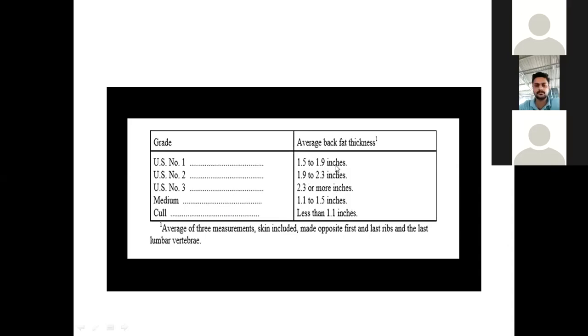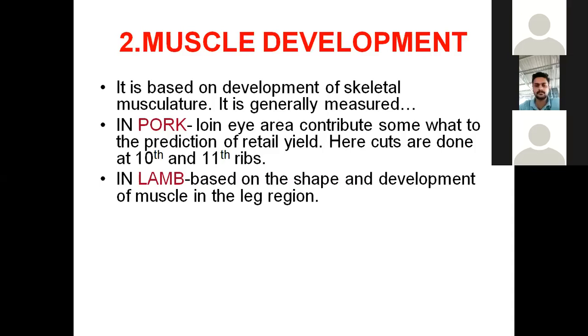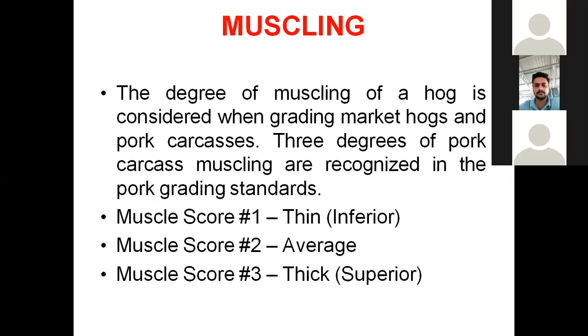As we've seen in the case of cattle, in the same way you have to measure it and put the grade. So for muscle development, as I told you in the case of cattle, it is the ribeye area. Here also we will be measuring the ribeye area. In the case of pig, it is between the 10th and 11th ribs. But in the case of lamb, generally we will not measure the ribeye area. Instead, we will be measuring the leg area, which I will show you later in the case of goat or sheep.